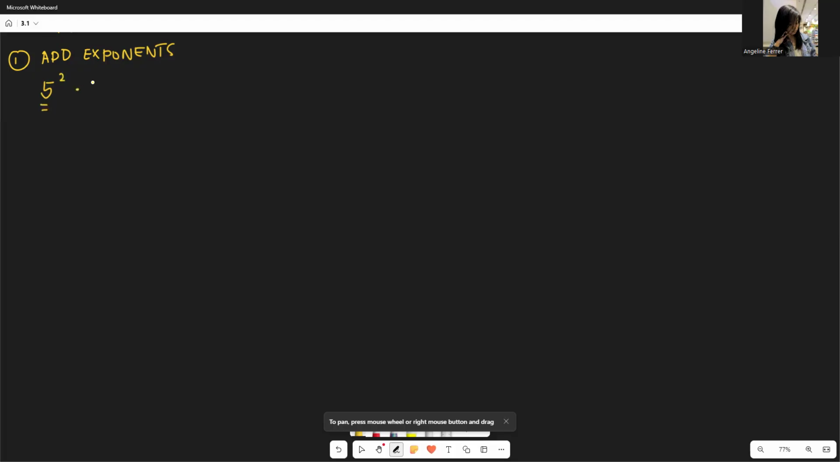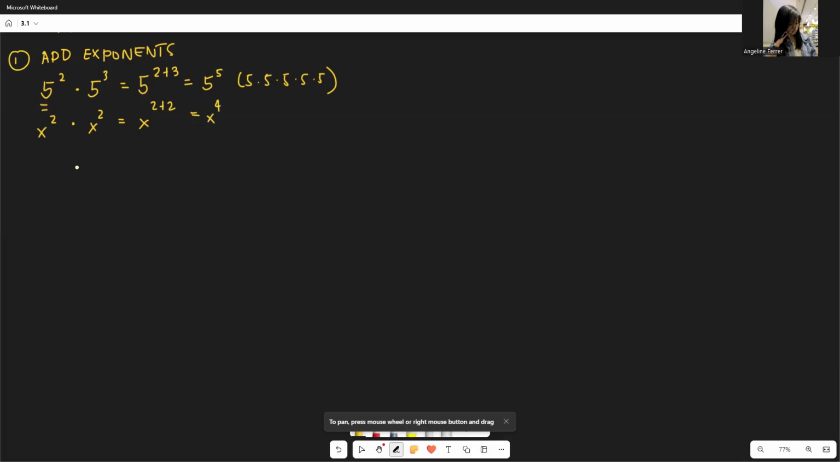If you're going to multiply that to the same base, which is 5, but a different exponent, then all you need to do is copy the base and then add the exponents, which will give us 5 raised to 5. Then you just solve for that. You just multiply 5 times 5 times 5 times 5 times 5. And the same thing applies for variables, like x squared times x squared. That's simply x to the 2 plus 2, which is x raised to 4.